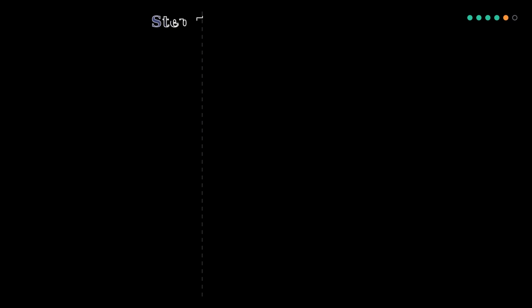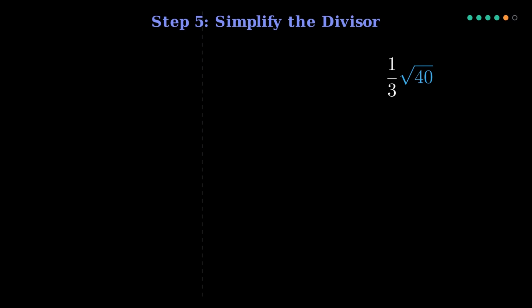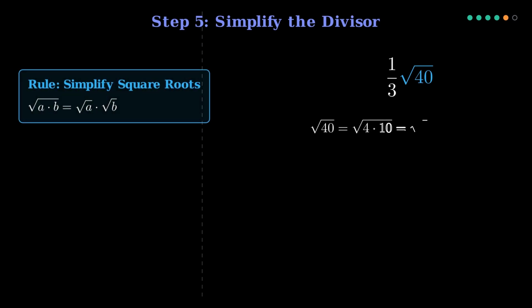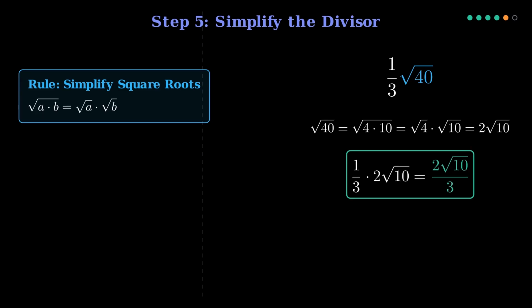Step 5. Before the final division, let's simplify the divisor on the right side. We need to simplify 1/3 times the square root of 40. The trick is to simplify root 40. 40 equals 4 times 10. 4 is a perfect square. So 1/3 times 2 root 10 equals 2 root 10 over 3.